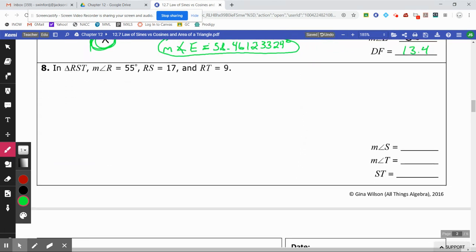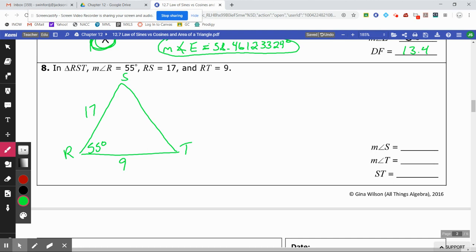In triangle RST, and draw my triangle here. We have R, S, and T. It says that R is 55 degrees. RS is 17 and RT is 9, which is automatically not a law of sines because you don't have an angle side relationship. You only have one angle and not the side across from it.